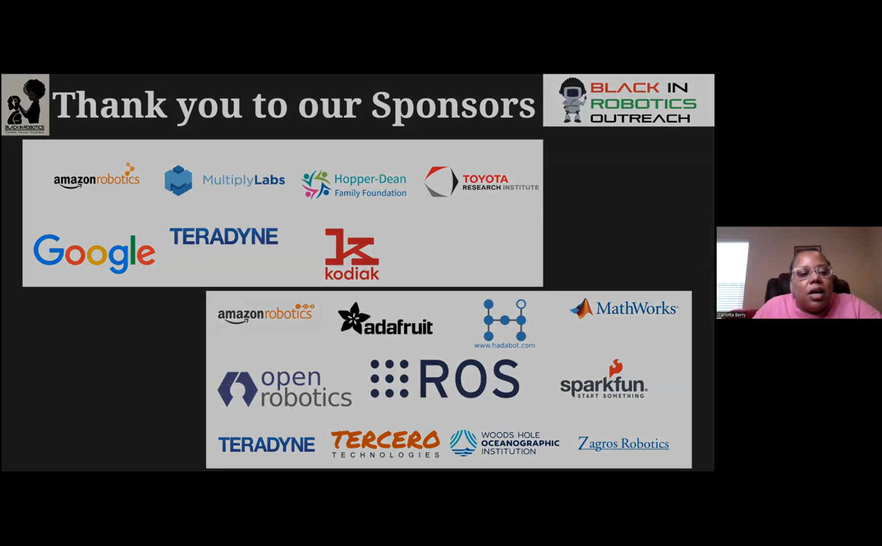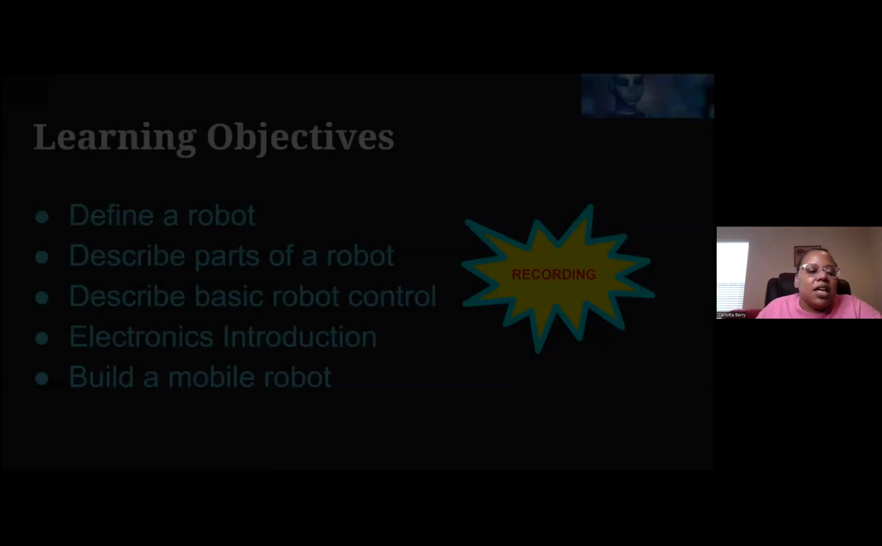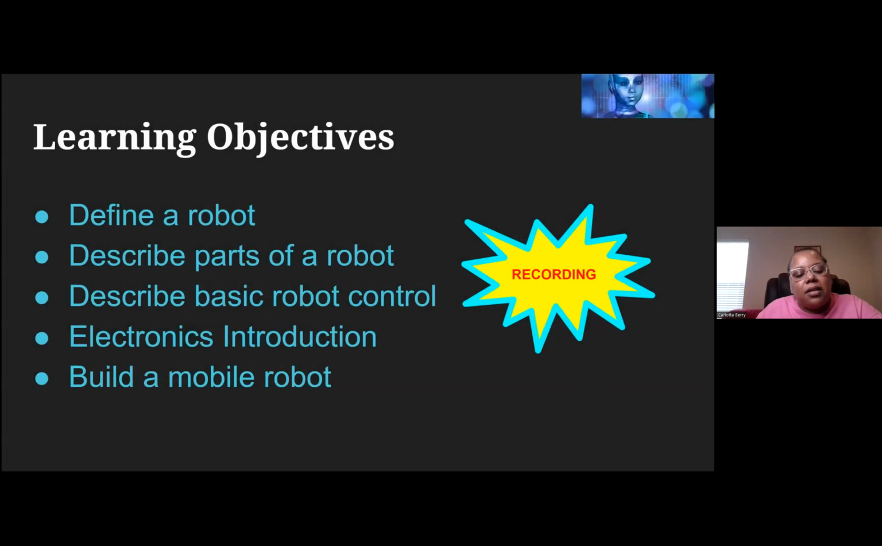Okay, so the learning objectives today are to define a robot, describe parts of a robot, describe the basic robot control, electronics, and build a mobile robot.